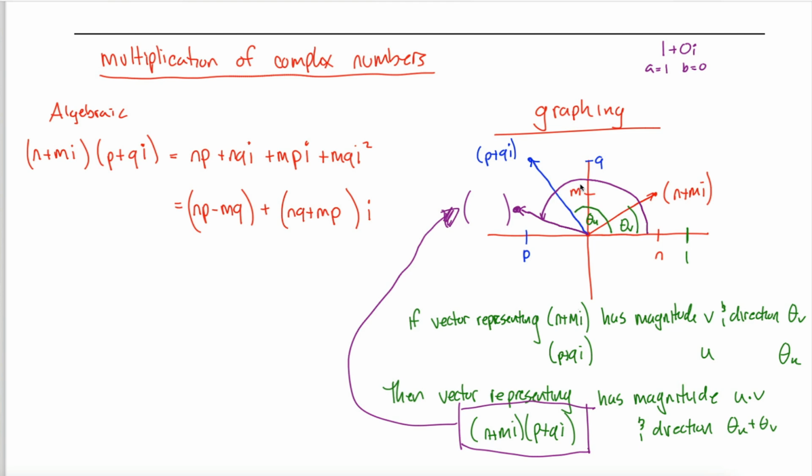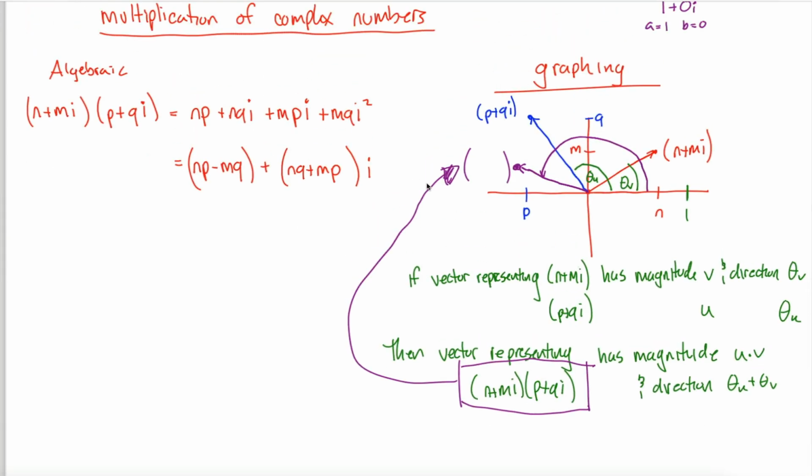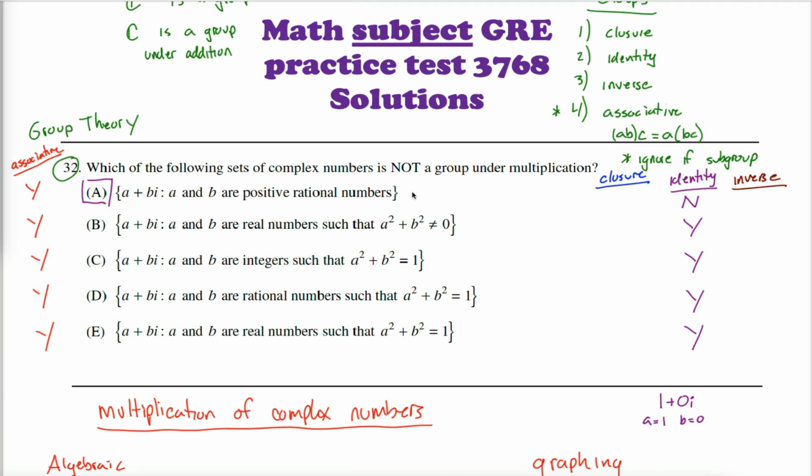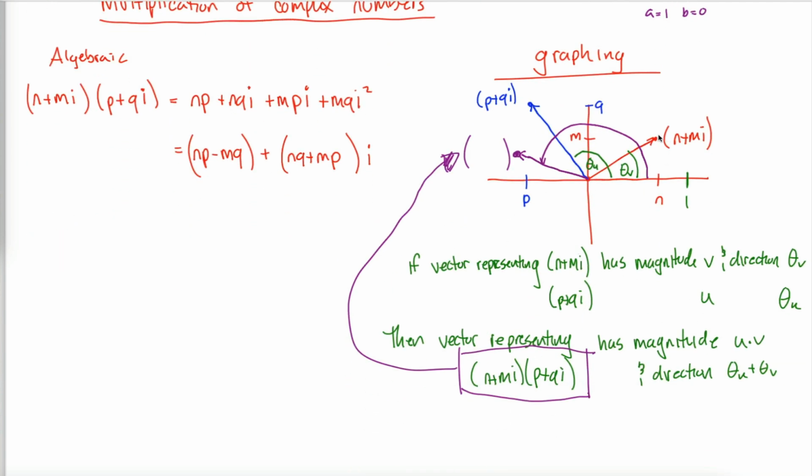With this interpretation of multiplying complex numbers, we can quickly see that this first set here not only lacks an identity element, it's not even closed. Because the criteria that a and b are both positive rational numbers really just means that the vectors representing those complex numbers will fall somewhere up here in the first quadrant. But if we multiply together two vectors in the first quadrant, we're not guaranteed to end up with a vector in the first quadrant. Think about if they had directions, say, 80 degrees and 70 degrees. 80 degrees and 70 degrees would certainly leave me in the first quadrant.